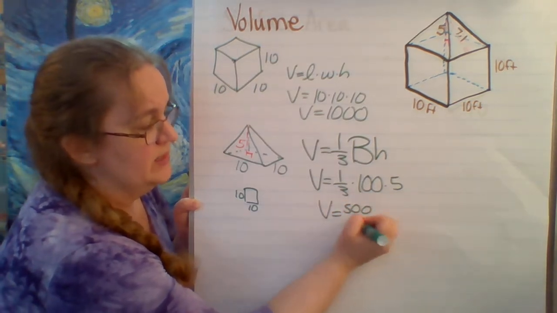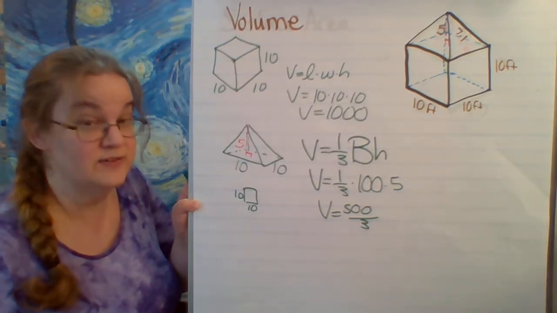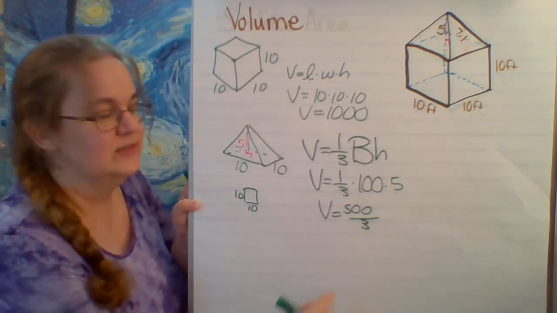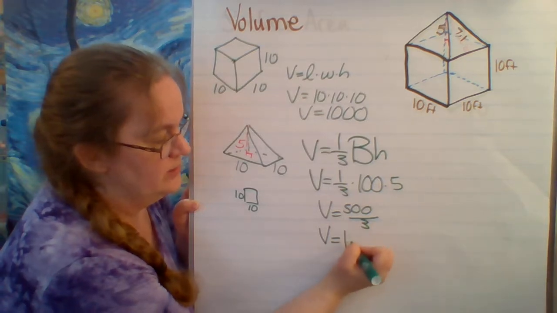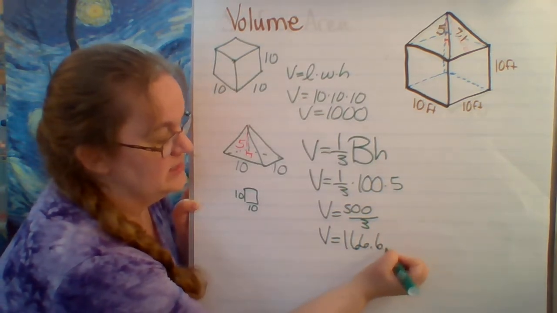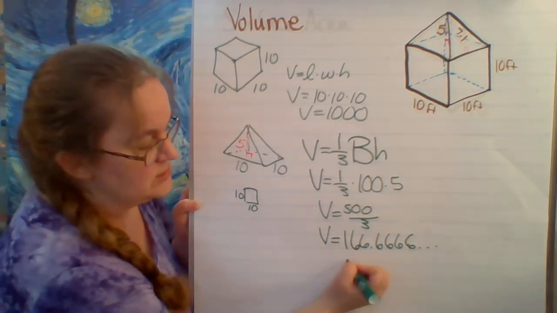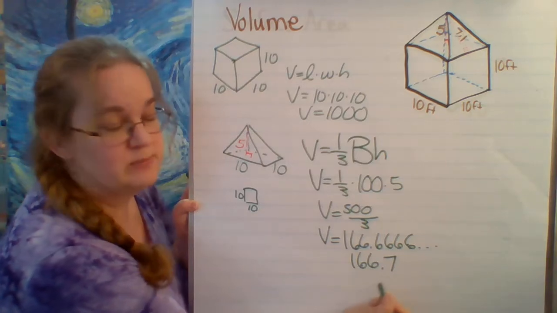Now your homework will specifically say round to the nearest tenth if necessary. So the tenth, I'm going to divide this out. It's not going to go in evenly. And what happens is I end up with 166.66666. It keeps going. So rounding that would be 166.7 because that's the tenth place.